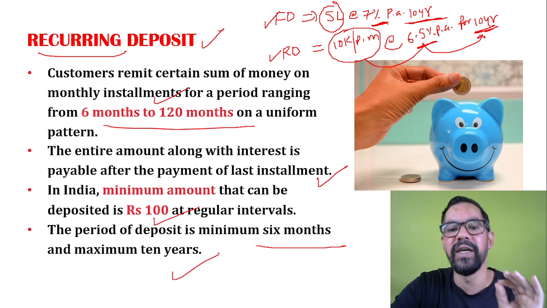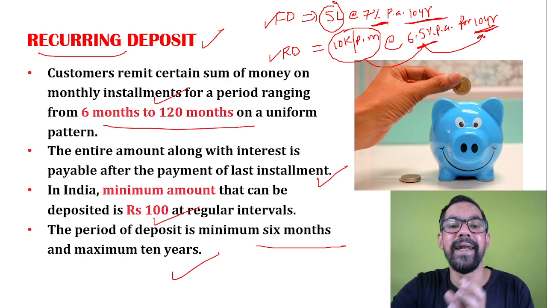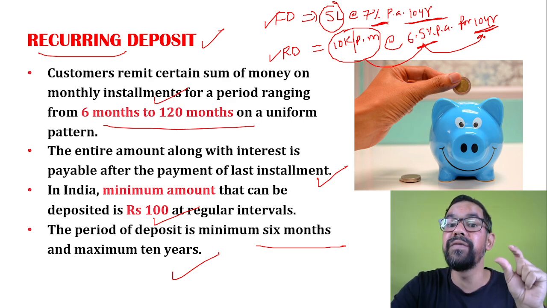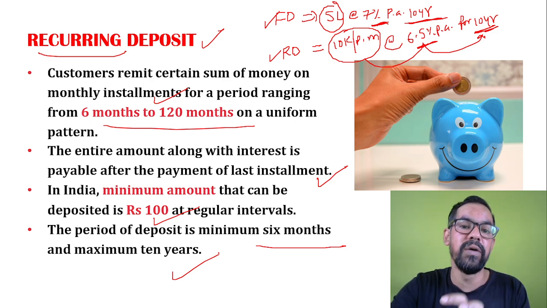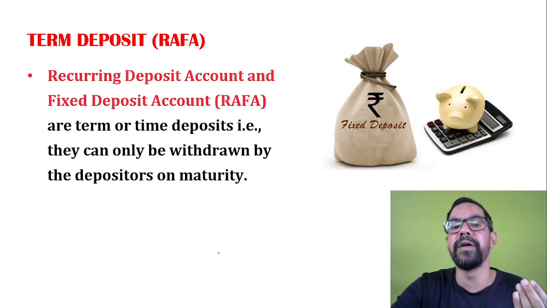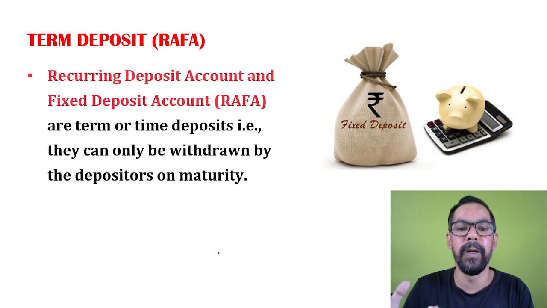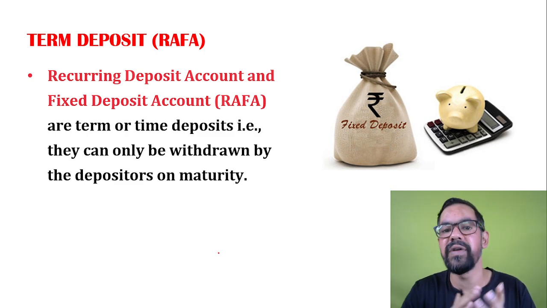So I hope now you get the basic difference between FD and RD. FD, as the name states, is fixed. It is a lump sum amount which is generally deposited for a fixed time duration. In case of recurring deposit, every month you are investing money for a fixed time duration at a fixed rate of interest.